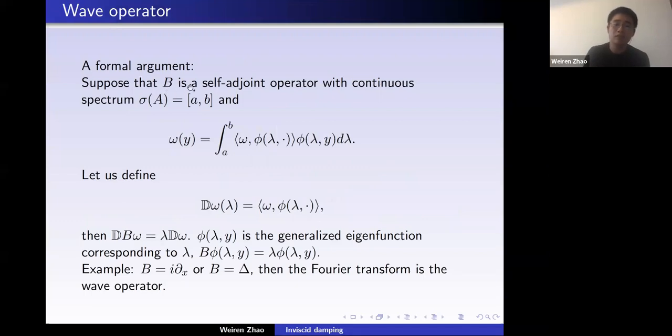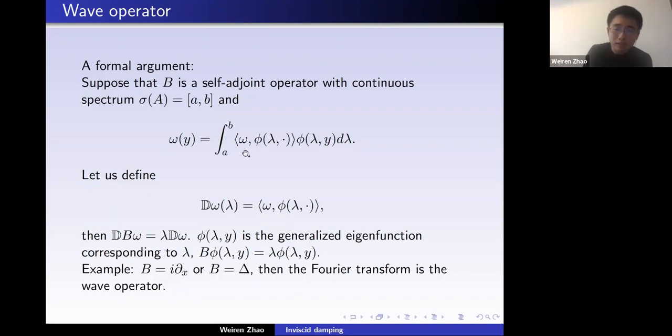Suppose B is self-adjoint. Then if we have omega with the following representation formula, phi is a generalized eigenfunction corresponding to lambda. It means that B acting on phi is equal to lambda phi. But it's a generalized eigenfunction, so maybe it's not in L2 space, or maybe it's not decaying enough. But anyway, you can pointwise get this kind of formal identity.